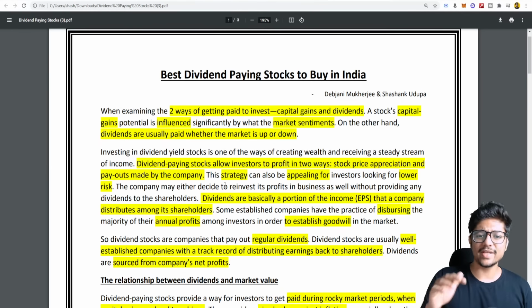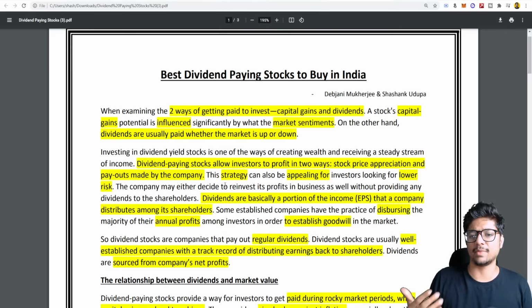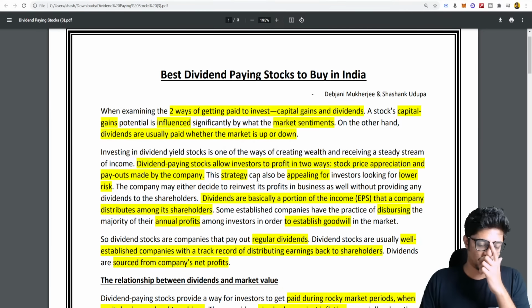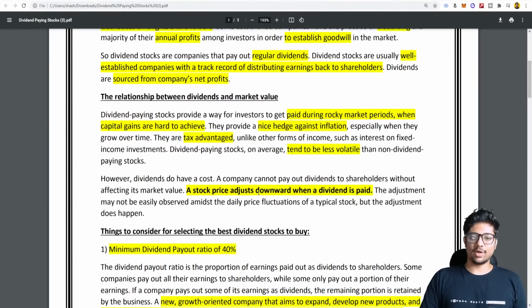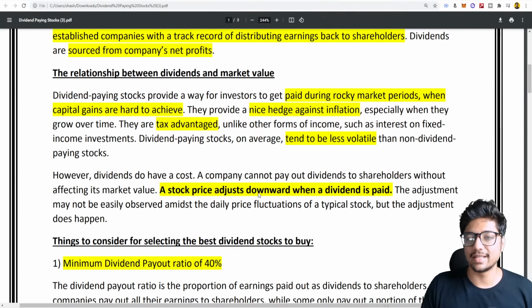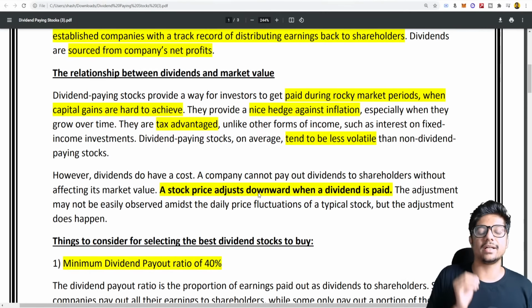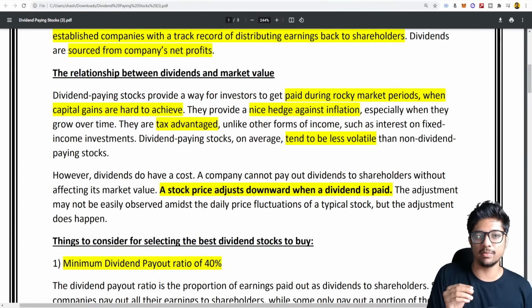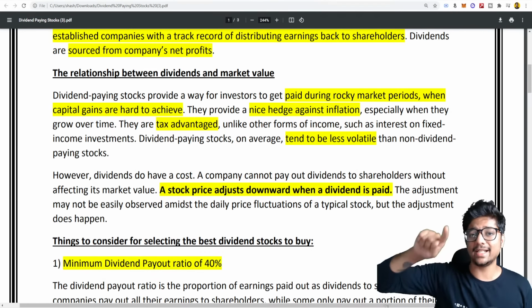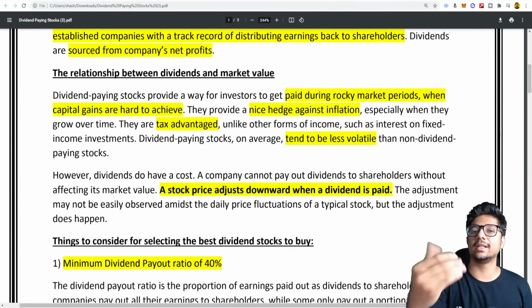Now, there are two ways of getting paid when you invest. One is capital gains. Capital gains is when the stock price keeps going up and you make a lot of money. The other is dividend. Dividend is basically the gains that you get from the company. Now we're going to look at the relationship between dividends and market value. Understand one more thing. Whenever a dividend is given, the market value slightly corrects by a certain amount. If a stock like ITC gives a 10 rupee dividend, you will see the stock price going up until the dividend date. After the dividend date, you will see it going down.